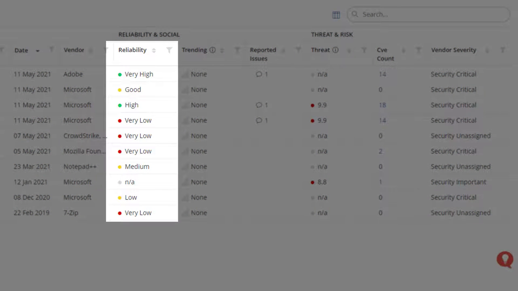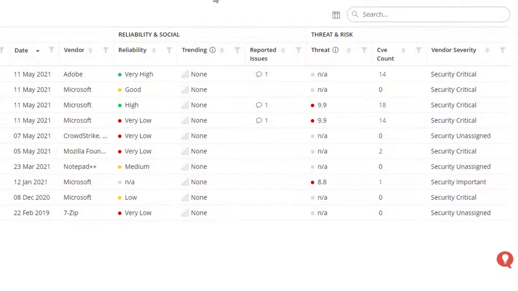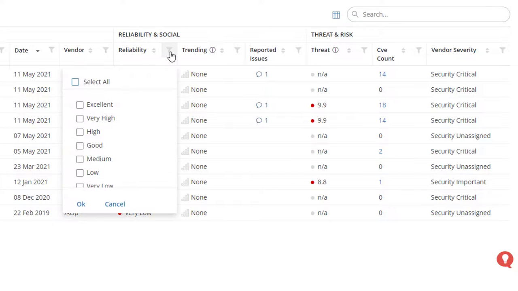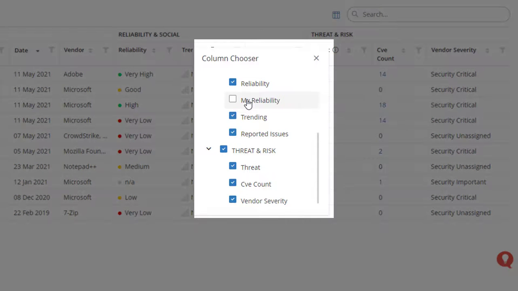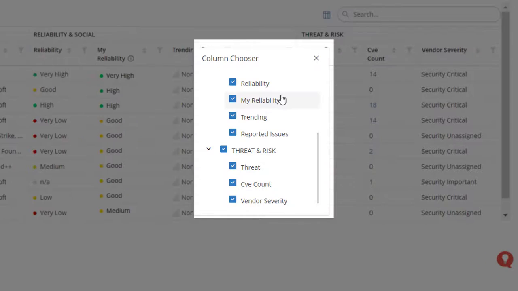Reliability helps to determine the stability of a patch. It is derived from the number of successful and failed installs, together with other stability metrics. This provides an overall rating ranging from excellent, which represents 100% install rate, down to very low, indicating an unsuccessful install rate. You can see the reliability score for the patches installed only on the devices in your connected environment by choosing the My Reliability column.